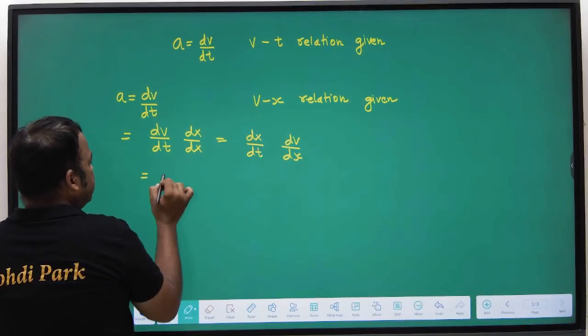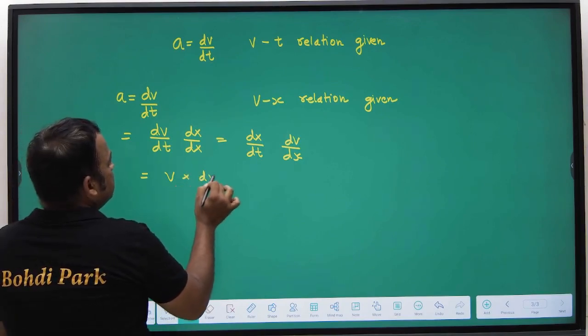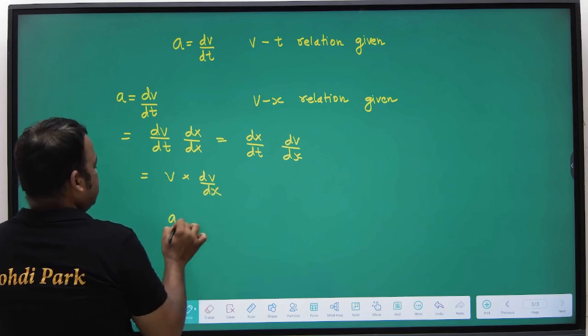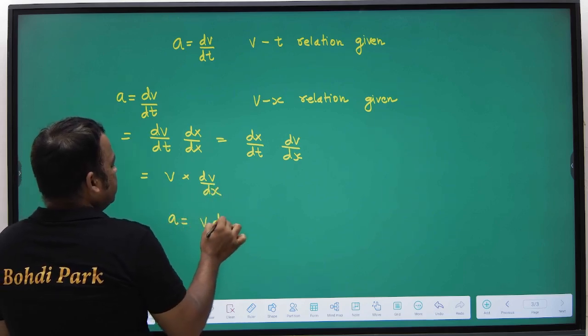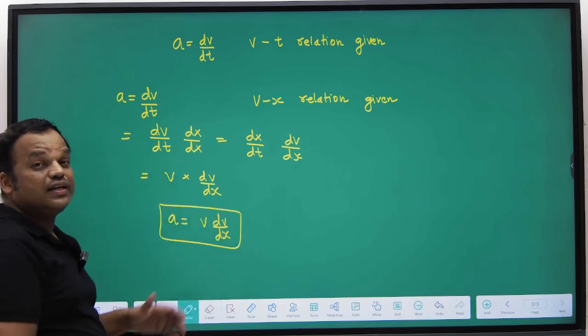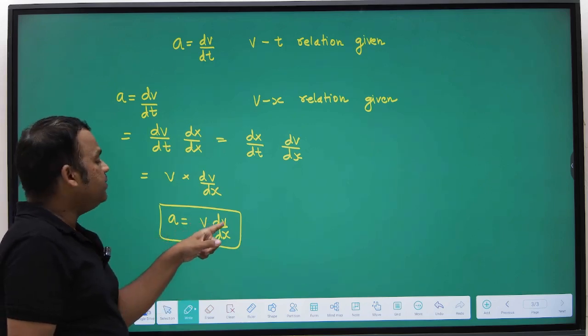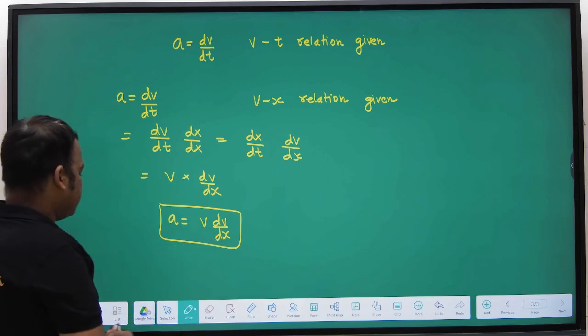Now dx by dt is instantaneous velocity v. So v into dv by dx. So acceleration is equal to v dv by dx, meaning you find instantaneous velocity v, then multiply it with dv by dx. Let's take one example.